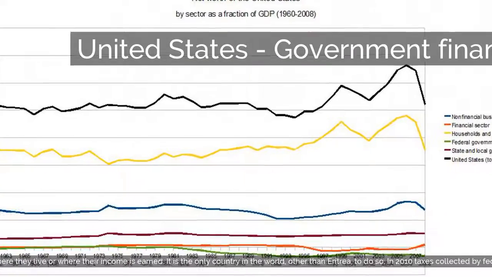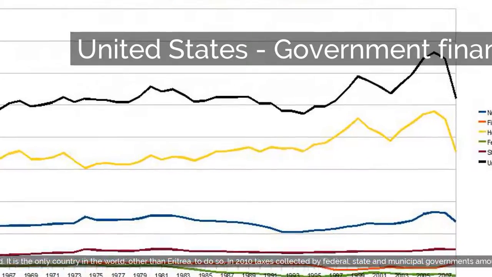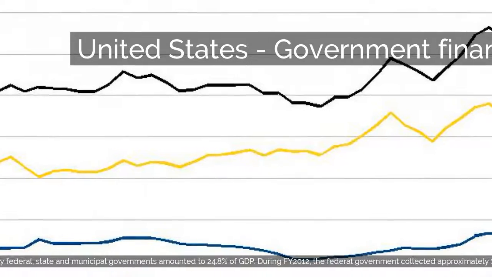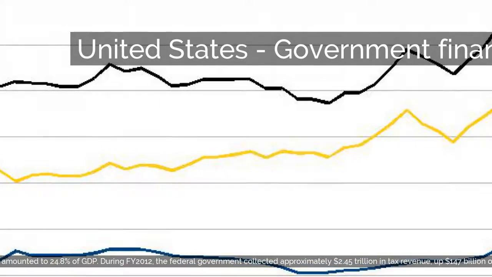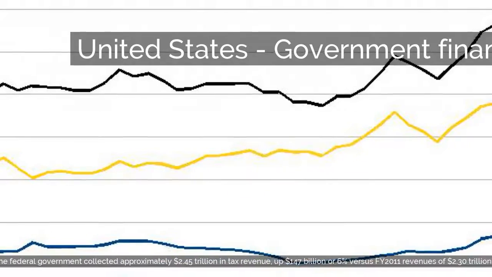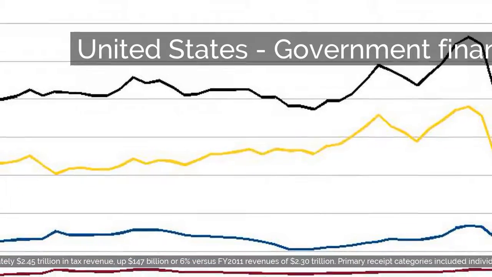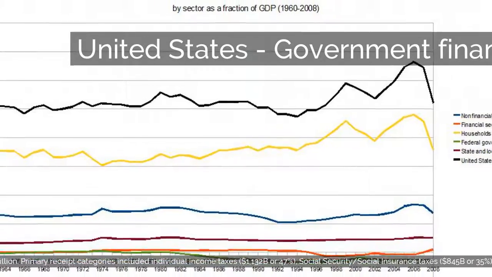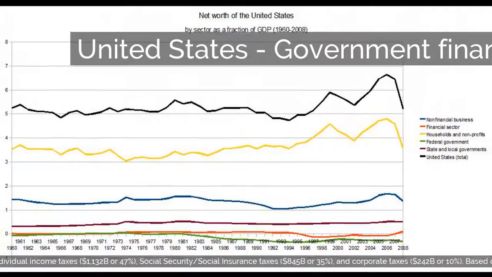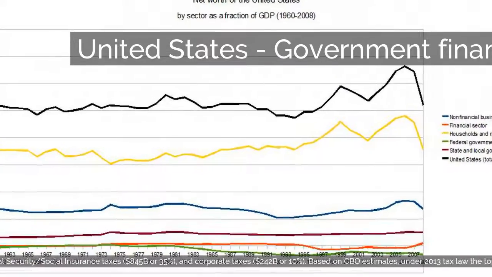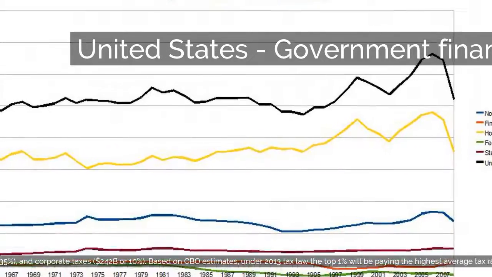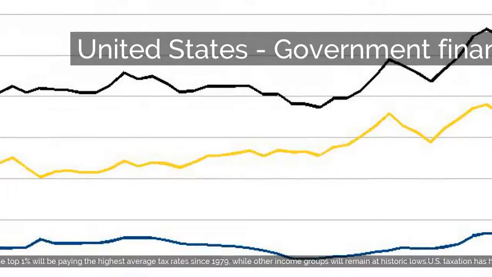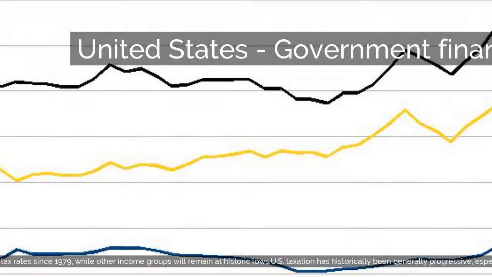In 2010, taxes collected by federal, state and municipal governments amounted to 24.8% of GDP. During FY 2012, the federal government collected approximately $2.45 trillion in tax revenue, up $147 billion or 6% versus FY 2011 revenues of $2.30 trillion. Primary receipt categories included individual income taxes, $1,132 billion or 47%, Social Security/social insurance taxes, $845 billion or 35%, and corporate taxes, $242 billion or 10%.